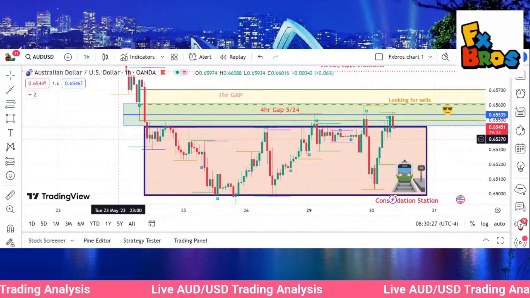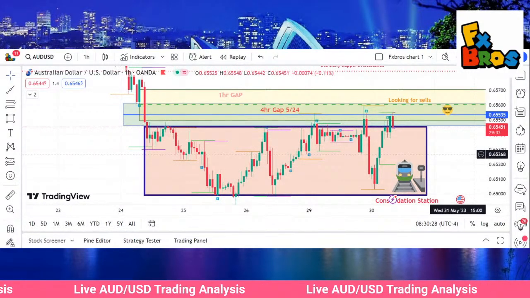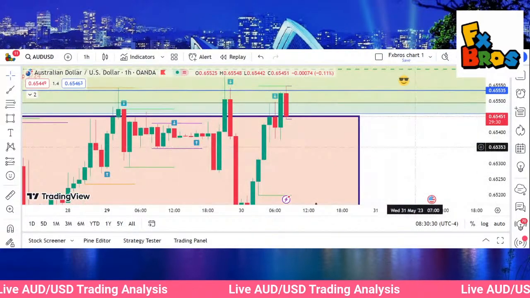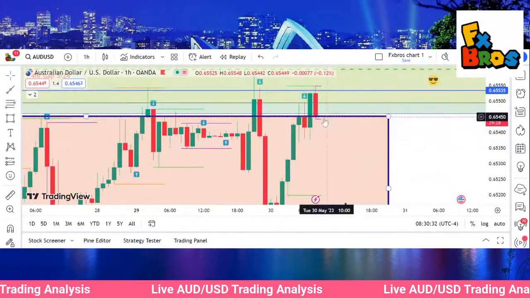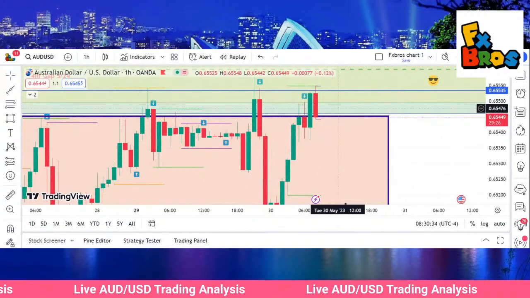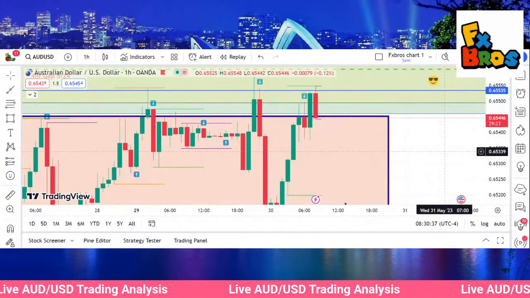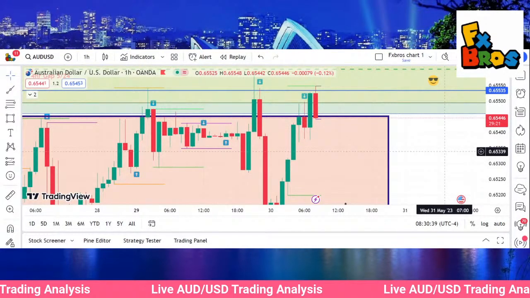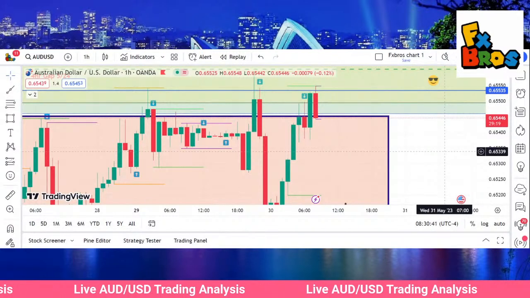It's a fight. The market is fighting, trying to break through this area. It's a crucial area right there. Very important.